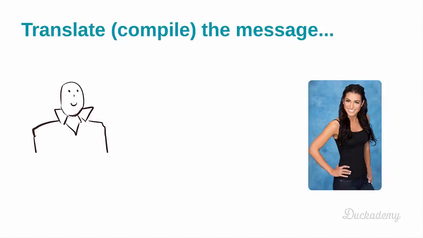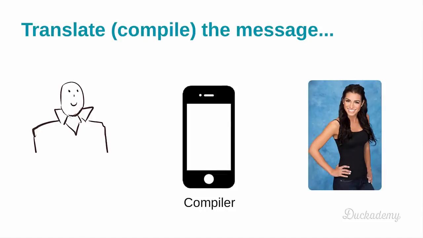You can translate your message with a device. You use your mobile phone and you use your translator on your mobile phone. So you type in what you want to tell the girl and it translates to, in this case, Italian. And the girl understands you. This is the compilation, when your message will be transformed to another version that is understandable for the other party.